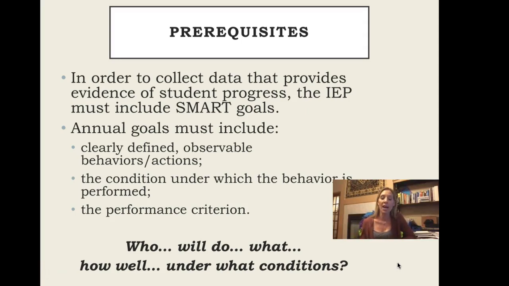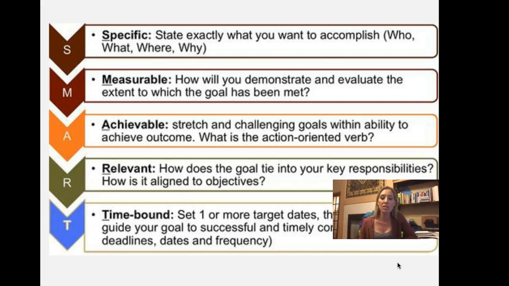This is where we want to have all the who will do what, how well, under what conditions, lots of details. We also know these as SMART goals. So the S is specific. We want to state exactly what we want the student to accomplish. M, measurable. We need to know how we're going to demonstrate and evaluate the extent to which this goal has been met.